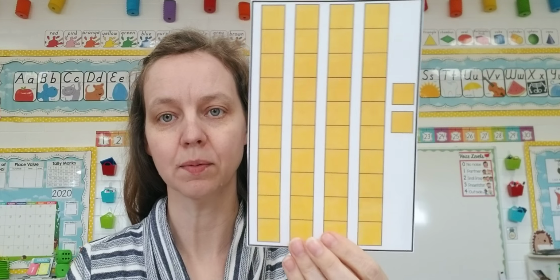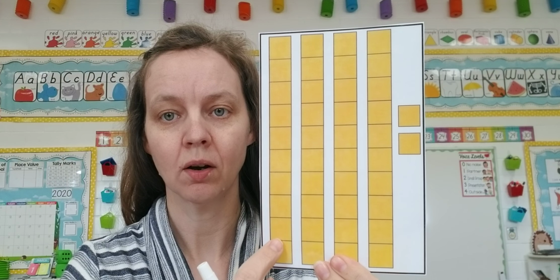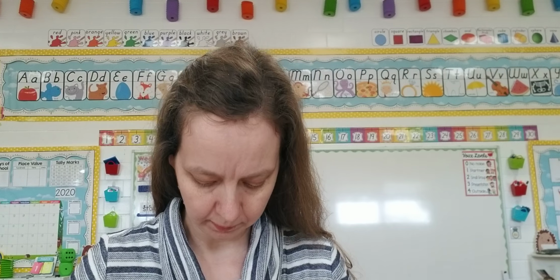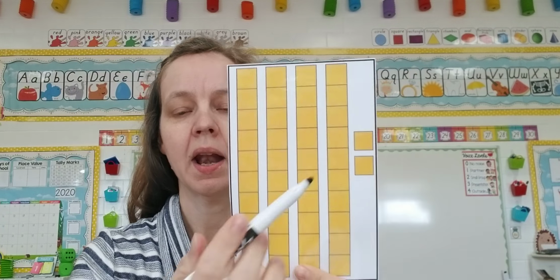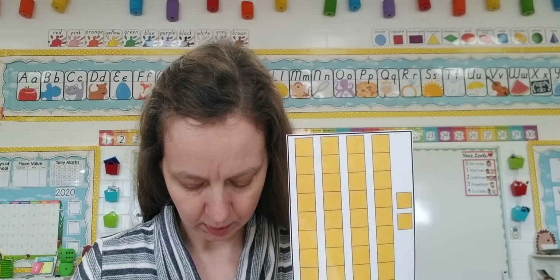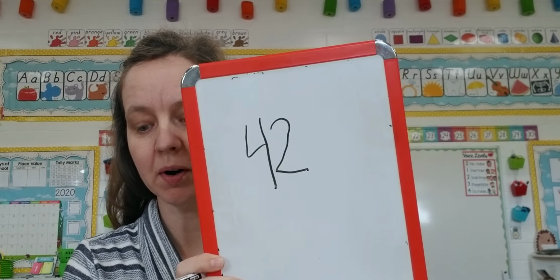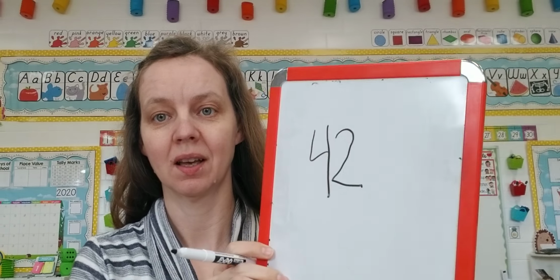Okay, let's look at this one. How many tens do you see? 1, 2, 3, 4. Write a 4 on your board. And how many ones? 1, 2. So I'm going to put a 2 right behind my 4, like this. I've got the number 42.